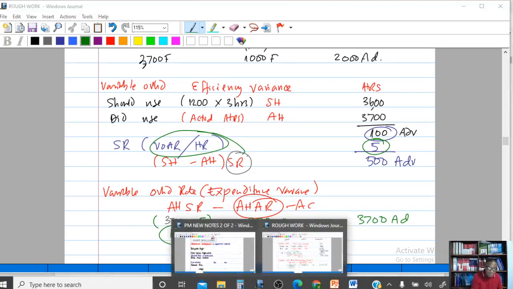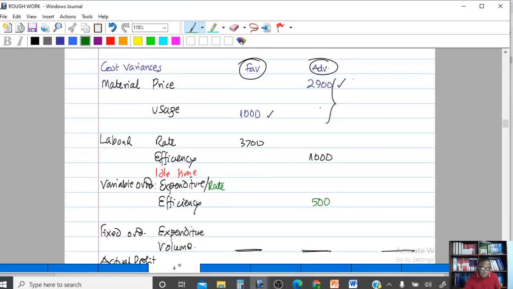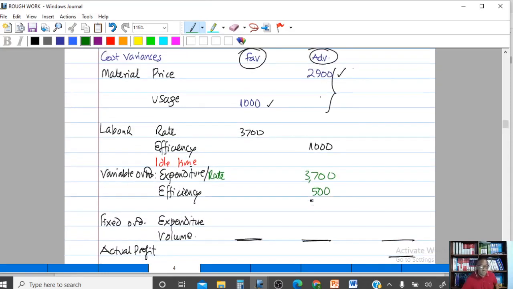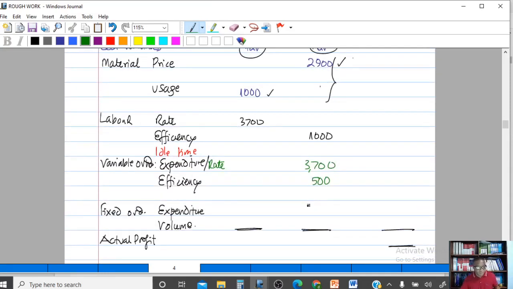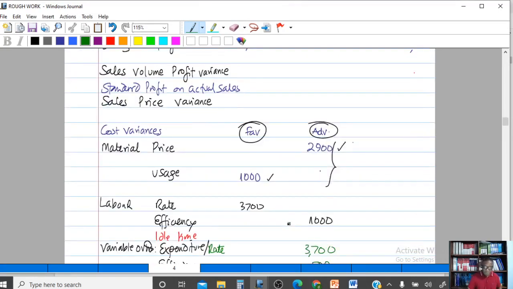So let's go and fix that in that bit. 3,700, which is the rate. Oh, no, adverse. My apologies. So 3,700. All right, so we are filling it by and large. We're nearly there. Once I finish the cost variances, I'm only left with the fixed overhead expenditure and the volume variance, which I can split later on. Then I come to the sales and we are good to go. All right.